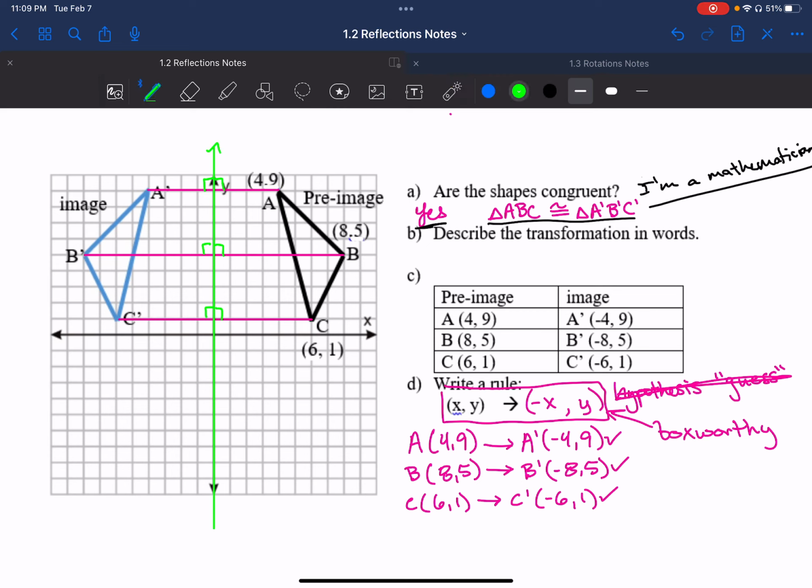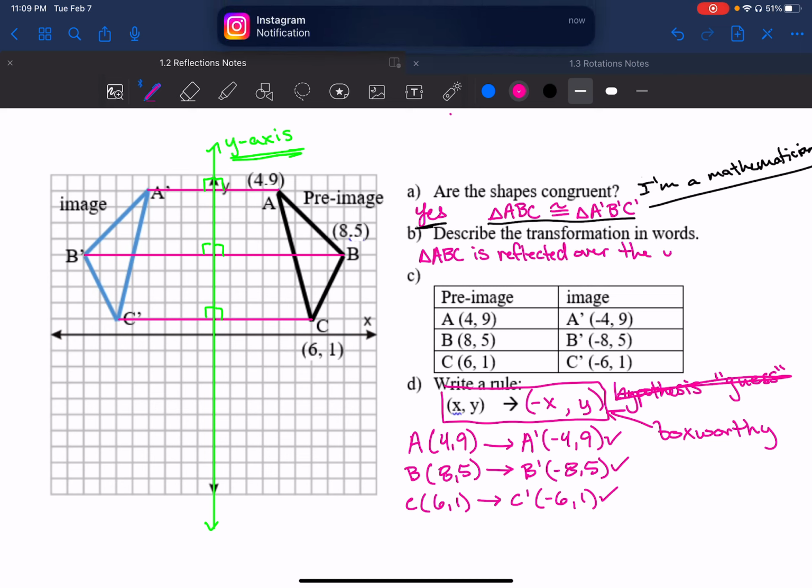So think about it. Do we happen to know what this line is called? We should. This is the y-axis. So that means in this case, our axis of reflection is the y-axis. So if I'm writing this out, and we're going to write it like a mathematician, I'm going to write that triangle ABC is reflected over the y-axis.